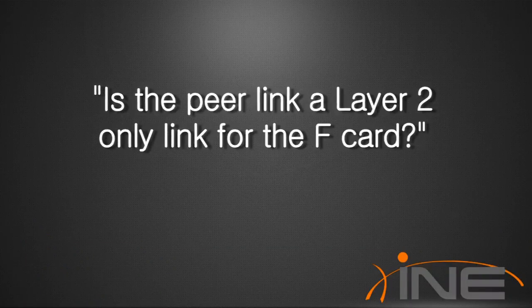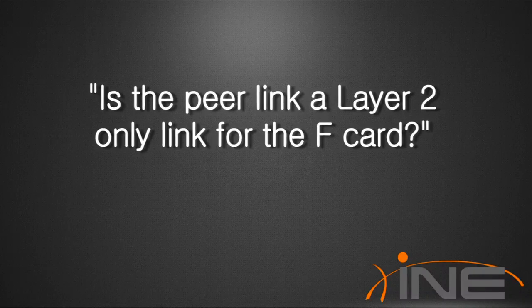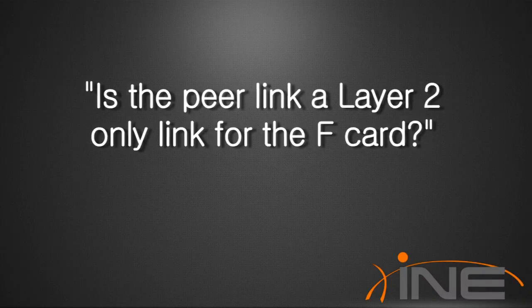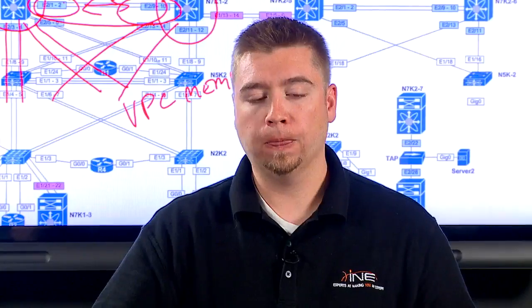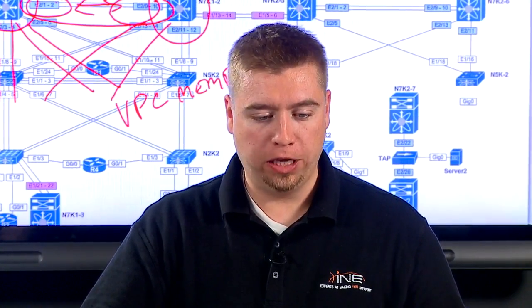The peer link, there's a question, is the peer link a layer 2 only link for the F card? Technically, you can run the peer link on the M card as well. So technically you could run both the peer keepalive and the peer link on the F cards only, but you would need an M card in the chassis at least in order to do the layer 3 routing, the layer 3 proxy routing. So there's a couple different designs that we can solve with it.